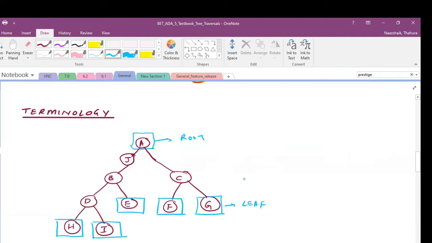So root and leaf is a very important terminology you need to remember. Given a tree, you should be able to easily identify what is the root, what is the leaf. What are these other nodes? You have so many other nodes here, like J, B, D, E. These are all called intermediate nodes.